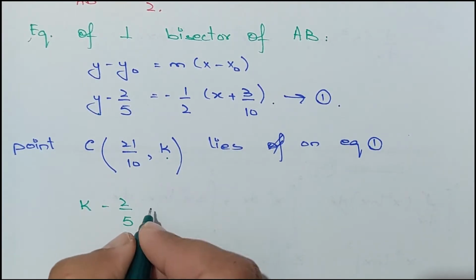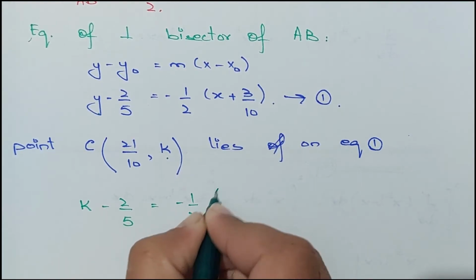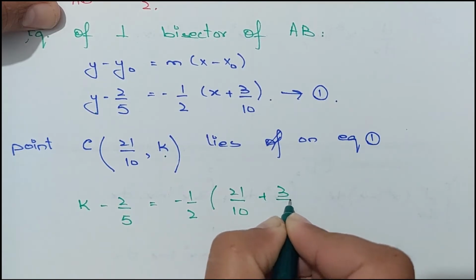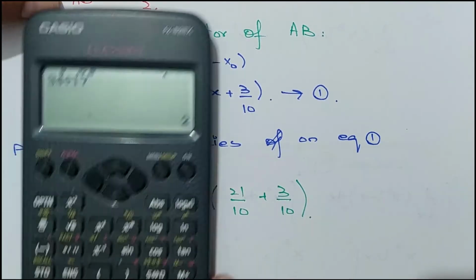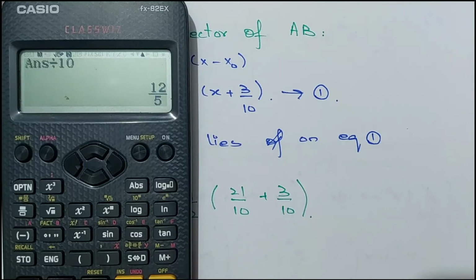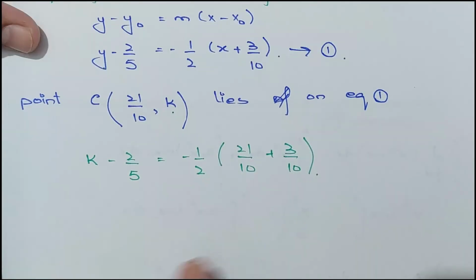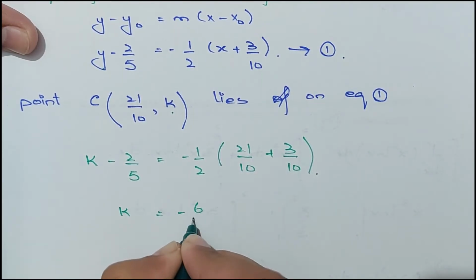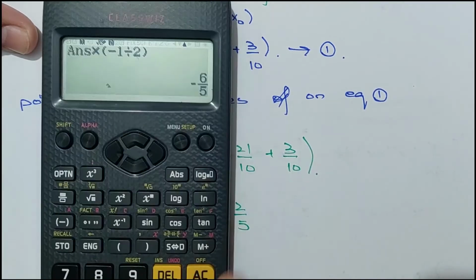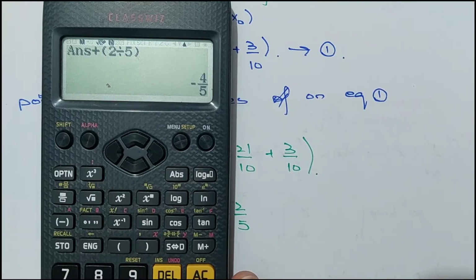We have to solve in question part A. Equals -1 by 2 times the x component, 21 over 10 plus 3 over 10. Simplify. 21 plus 3 divided by 10, times minus 1 by 2, is minus 6 over 5. So k minus 2 by 5 is minus 6 over 5, and shifting this term to the other side, plus 2 by 5, minus 6 over 5 plus 2 by 5 is minus 4 by 5. That is the k value.